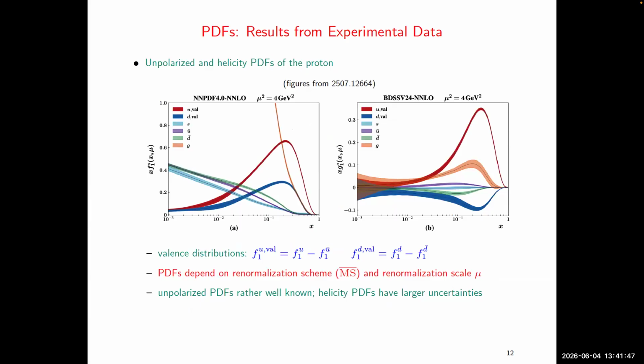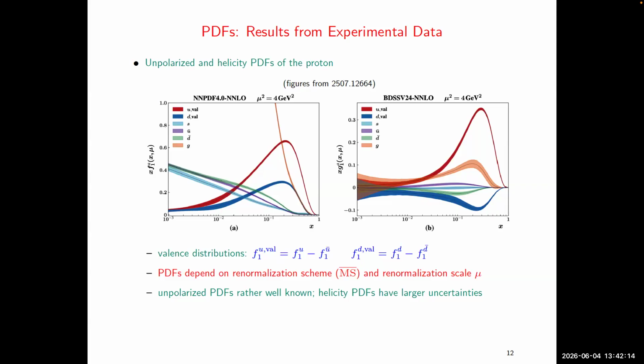I think you have seen many plots on PDFs. I picked here just one. There are a few groups in the world who lead the way. One of them is this NNPDF collaboration. Here are results for the unpolarized PDFs, for the up valence distribution here in red and the down valence in blue. You know the definition of valence quarks is quark minus anti-quark.